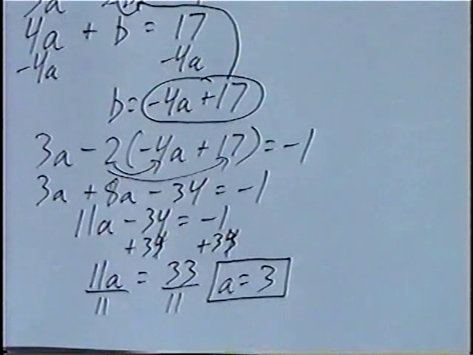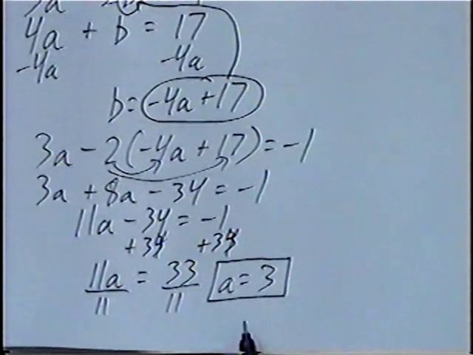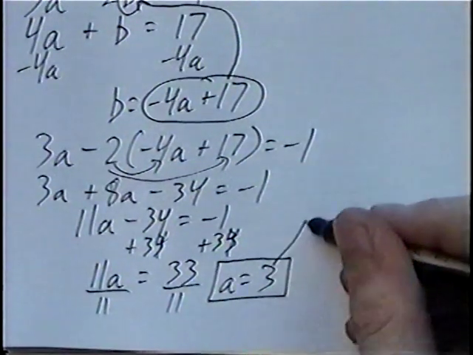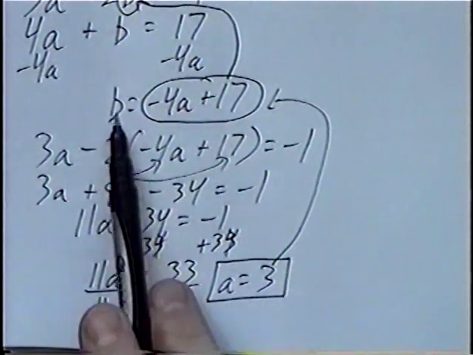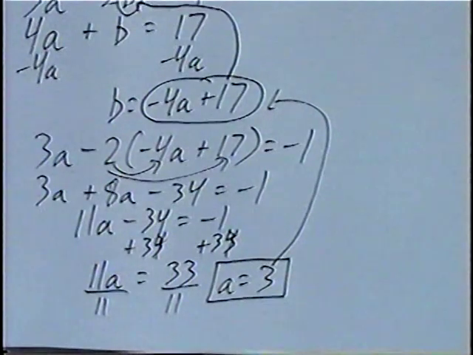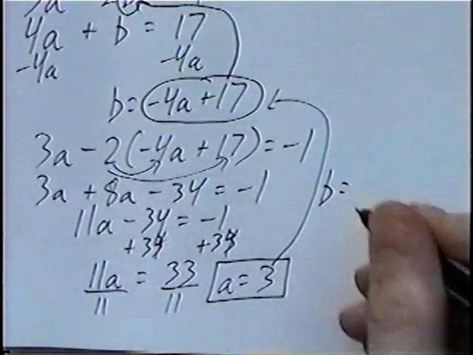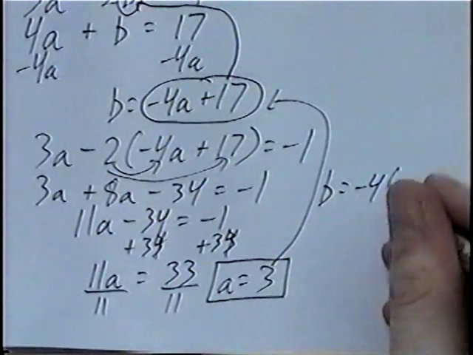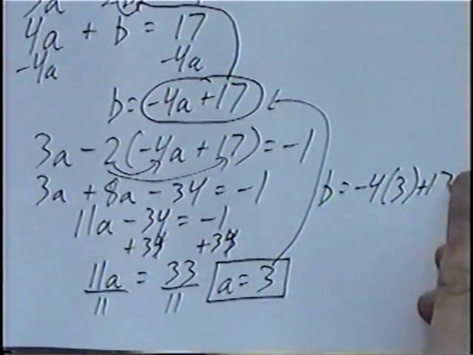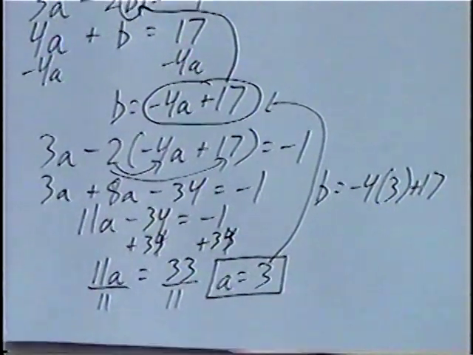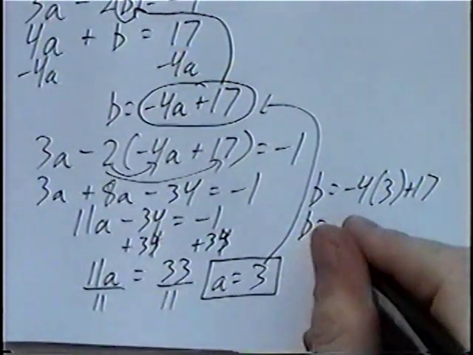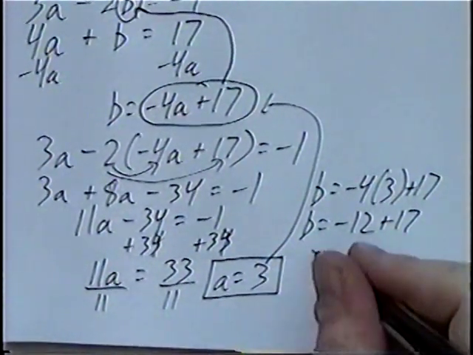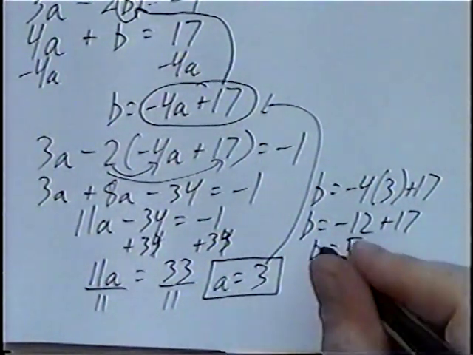Solving again for b to get our second answer, we can take a equals 3, plug it into either of the original questions, or we can also plug it in to an equation that we used for substitution. In this case, b equals negative 4a, which is negative 4 times 3, plus 17. b equals negative 12 plus 17, or b equals 5.